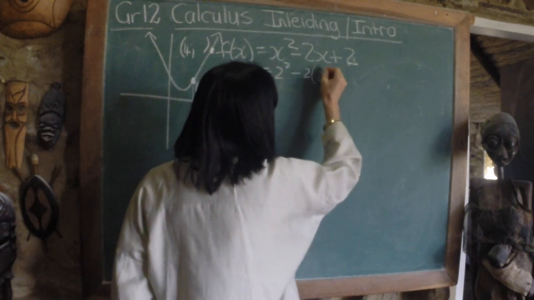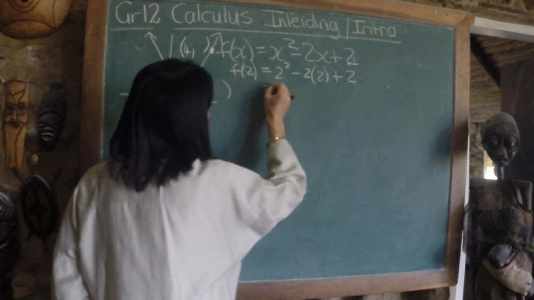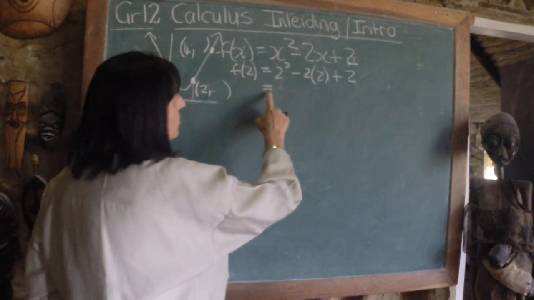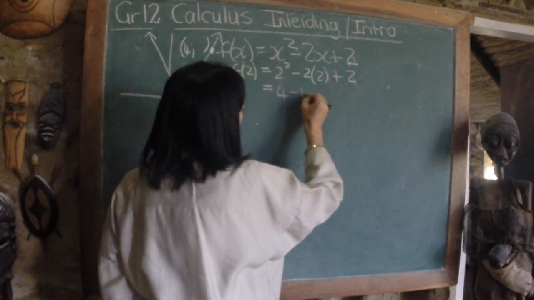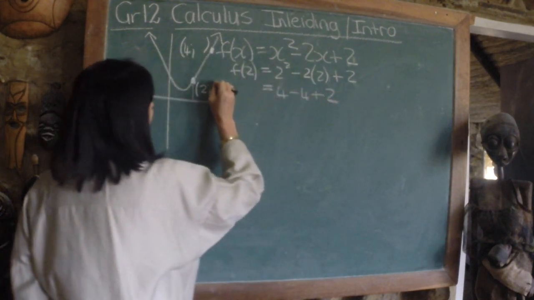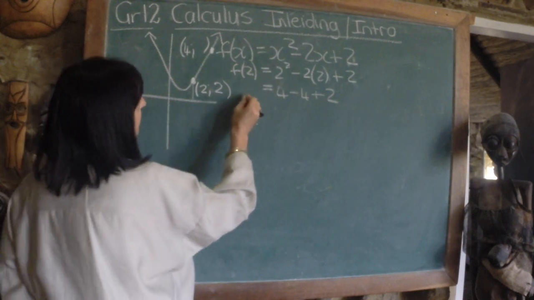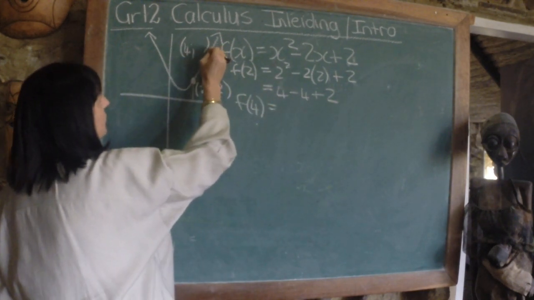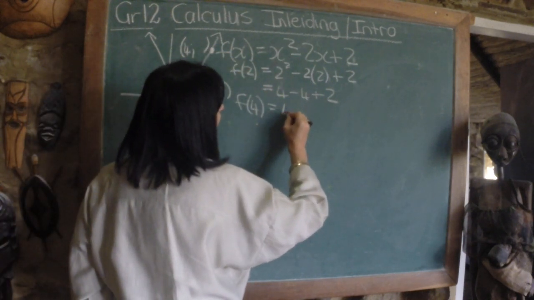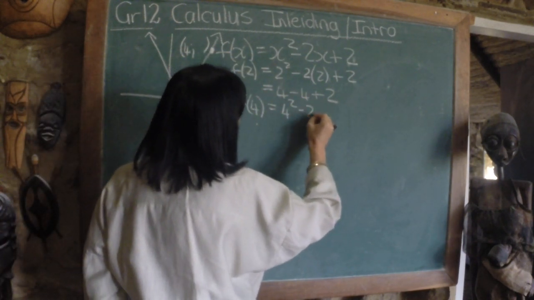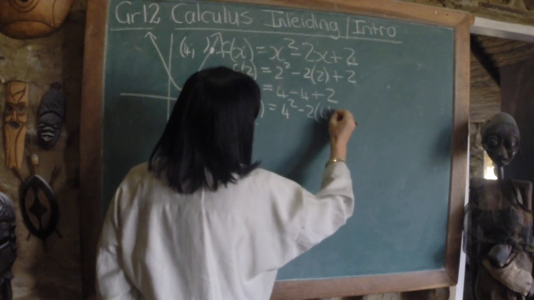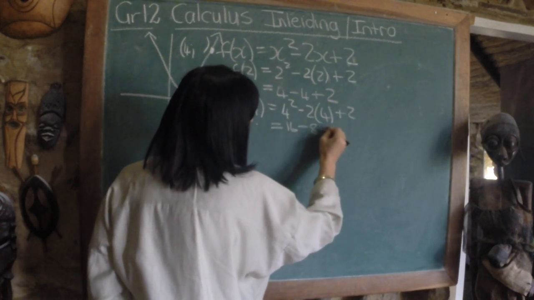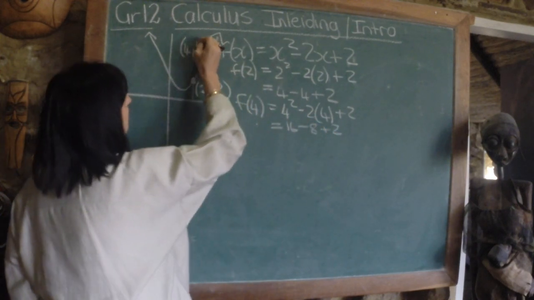Then we can determine the y value that completes the coordinate. So we have 4 minus 4 plus 2, so the y value equals 2 over there, and the y value for that coordinate when x equals 4 is 16 minus 8 plus 2, which gives me 10.